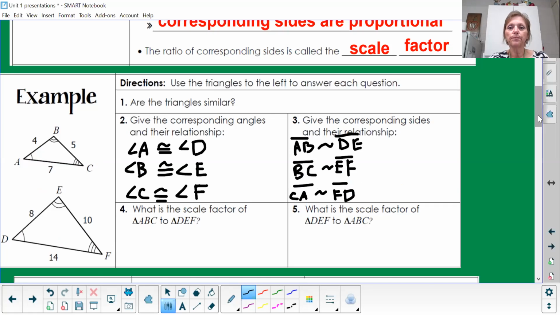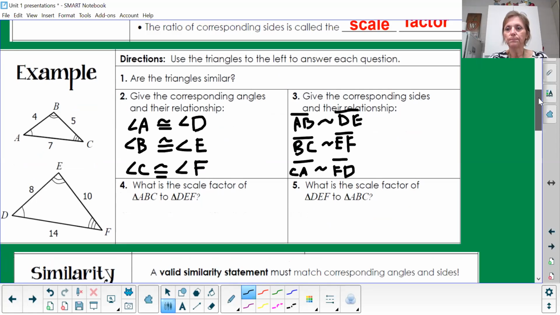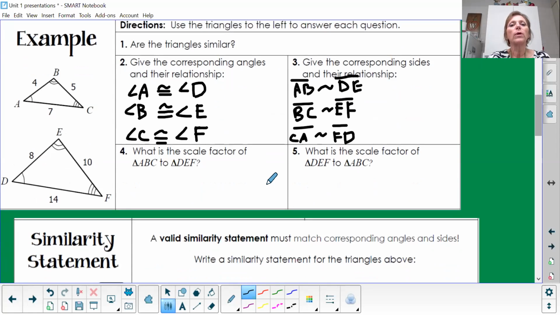So let's slide down. We still can't answer number 1 yet. What is the scale factor of AB to DF? Now, do you notice it's bigger? From ABC to DEF, it's bigger. So what I'm going to do is write a fraction bar, 3 fraction bars, because we have 3 sides, equals in between.